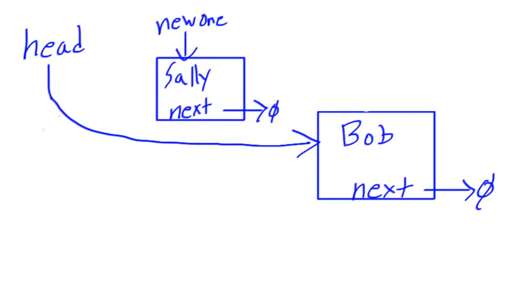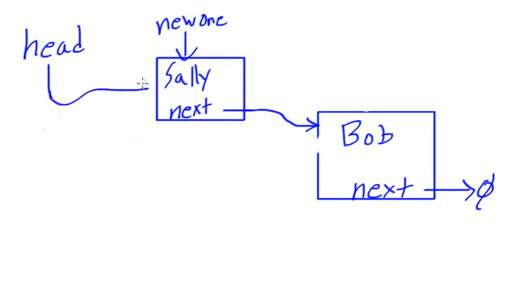So we'll go ahead and make that change. So we'll just simply change this here to point to the same thing that head is pointing to. So we have two pointers there going to the Bob node. And now check this out. We can take head and set it to new one. So if we take head and point it to the same thing that new one's pointing to, then we end up with this picture. So we'll update that.